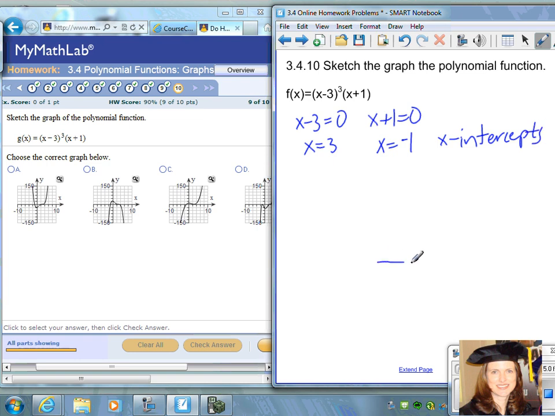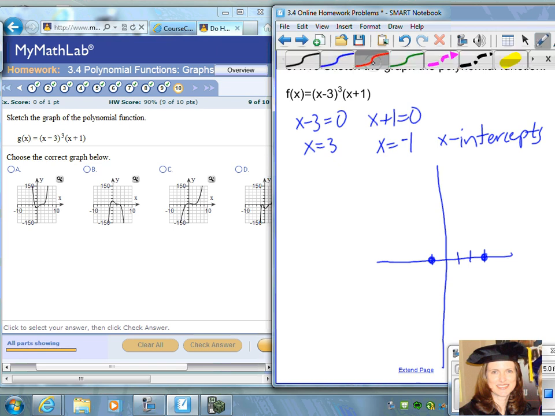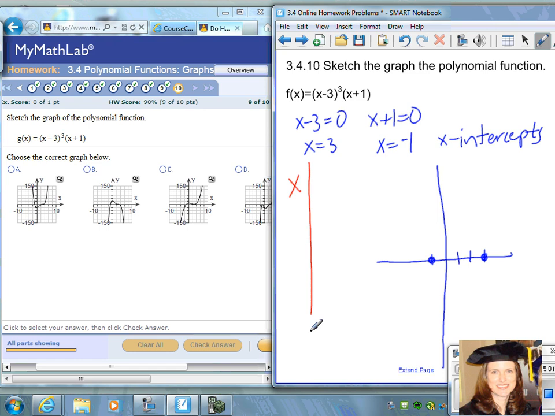On the graph, the graph is going to cross through at 1, 2, 3, at positive 3, and at negative 1. Now what it does in between here, we can determine by making a table of values. X and f of x.